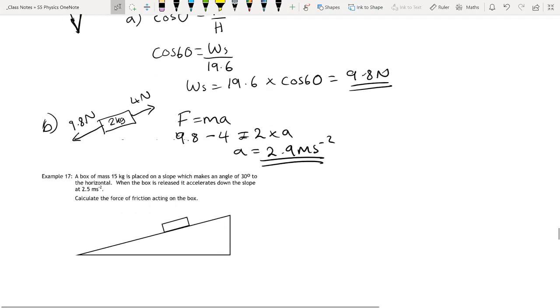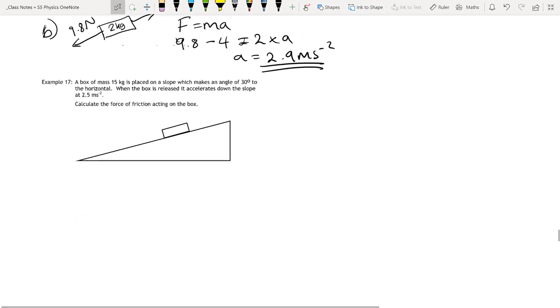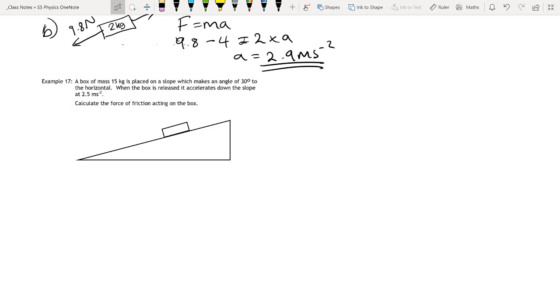Okay. Right, so example 17: a box of mass 15 kilograms is placed on a slope which makes an angle of 30 degrees to the horizontal. When the box is released, it accelerates down the slope at 2.5 meters per second squared. Calculate the force of friction acting on the box. So we want to know the force of friction. I'm going to label that FR for friction. To find that, we have to work out what our component of weight down the slope is.